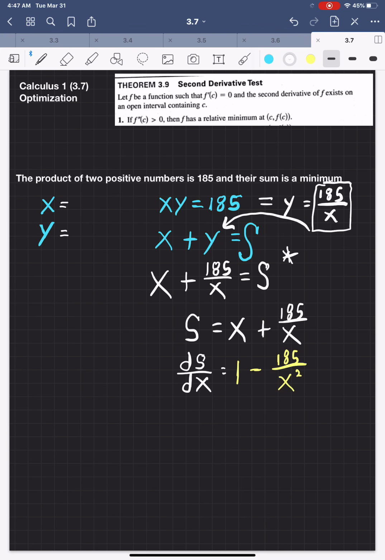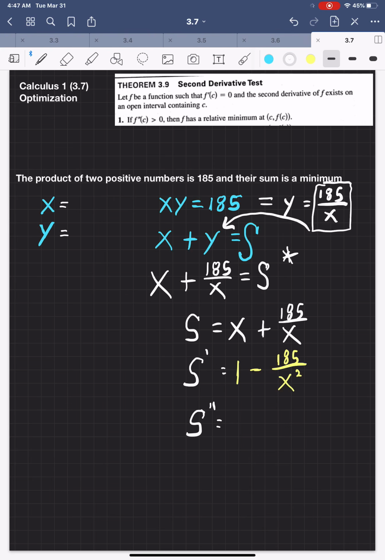All right, and now I tell you what, instead of having ds over dx, let's just write, you like y primes and f primes, don't you? I think you do. So I'll just use S prime. Makes our work a little bit cleaner. And now S double prime. I'm going to take a second derivative.